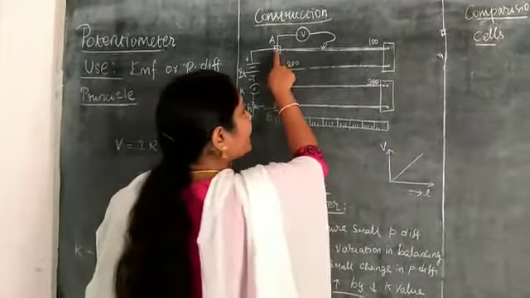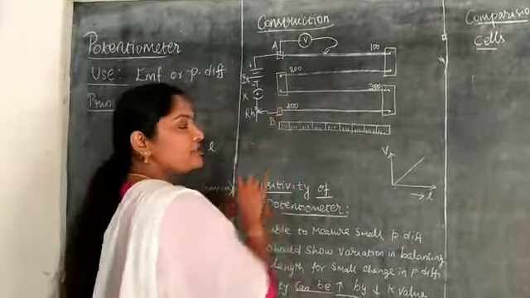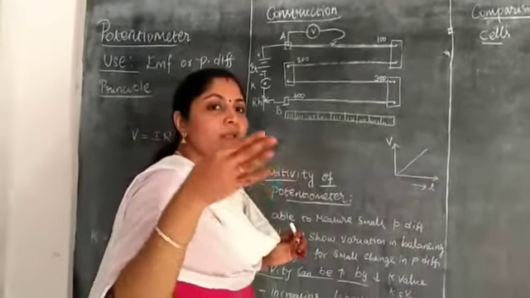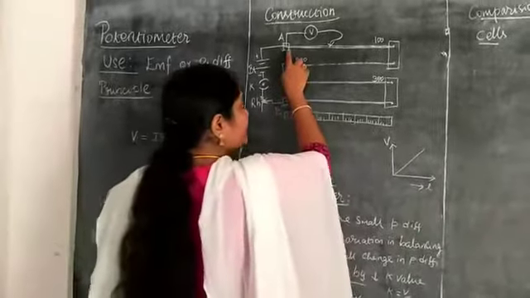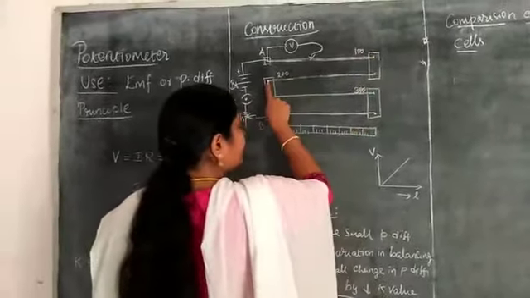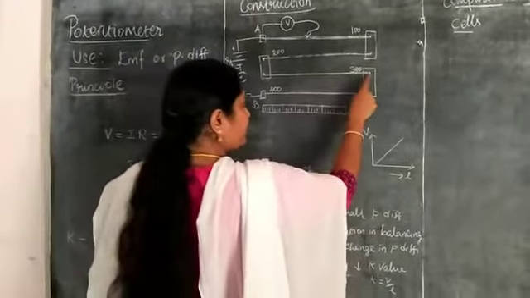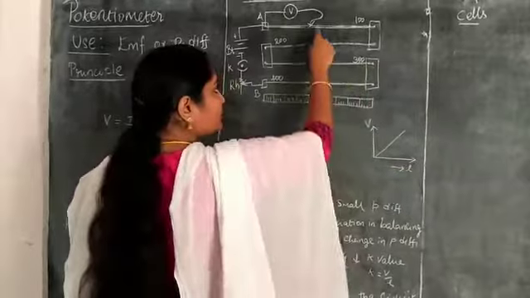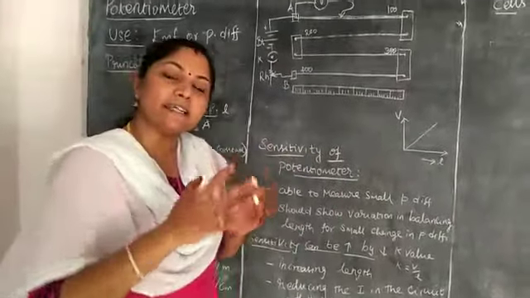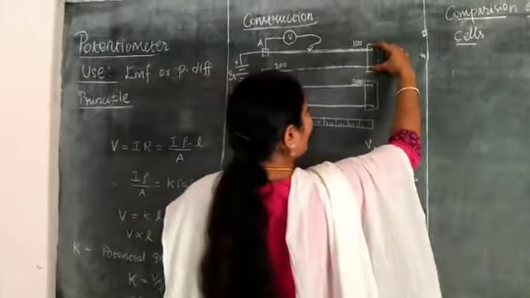See here, A to B is the total length of the potentiometer wire. Now, I said the 4 meter wire is cut into 4 equal pieces. So see here, from here to here is 1 meter. Next, between these two, 1 meter, between these two, 1 meter, 1 meter. So totally 4 meter. These wires are connected in series combination with the help of the copper strips.